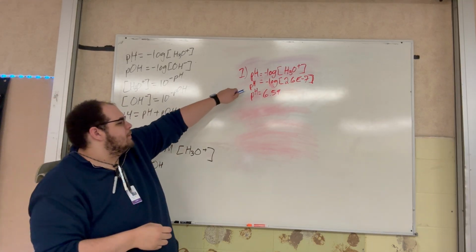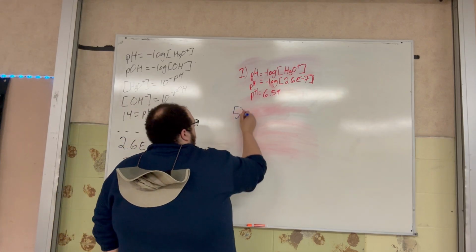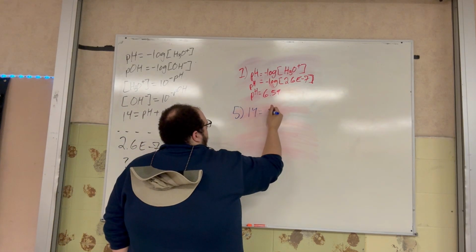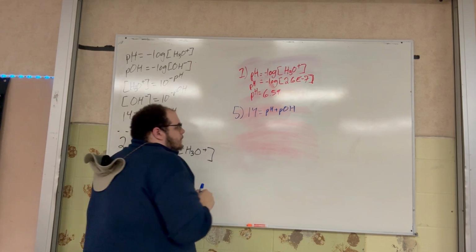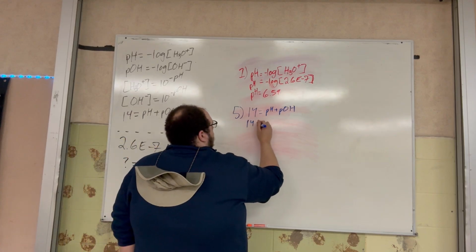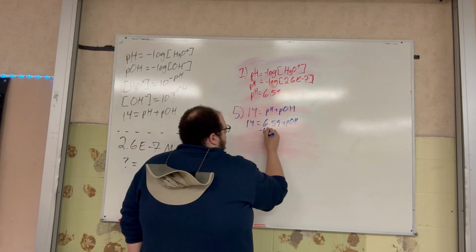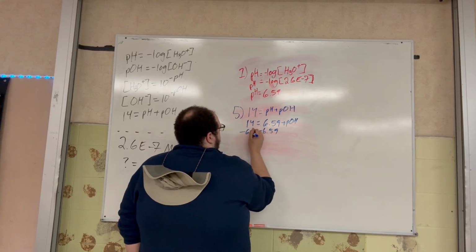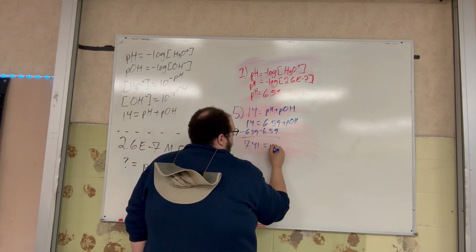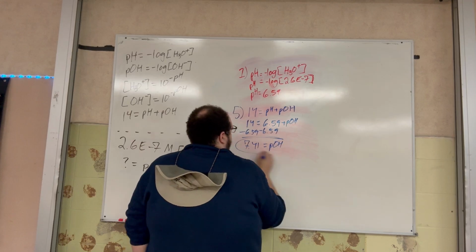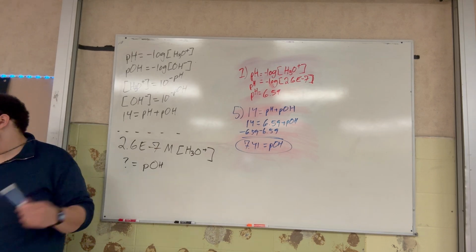I'm not done. I'm given a pH. I need to get to POH. We said we can use equation 5 for that. Equation 5 says 14 equals pH plus POH. Plug and chug. 14 equals 6.59 plus POH. Subtract 6.59 from both sides. Did anybody else get 7.41 for their POH? Yeah. You got that? Good job.